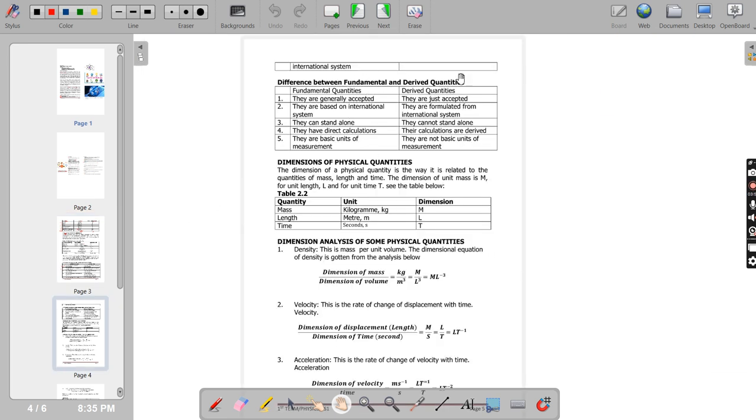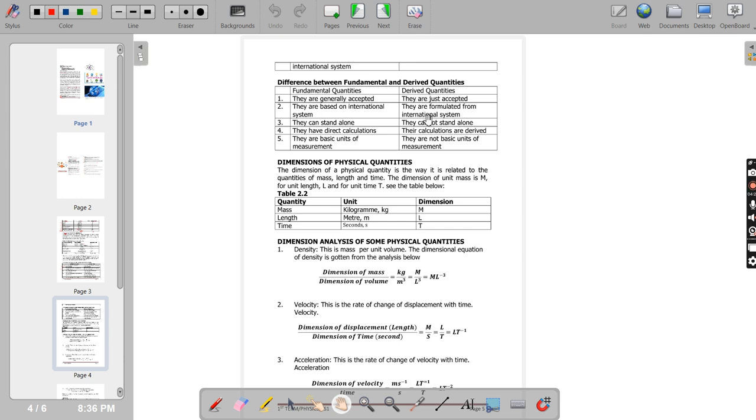Now, differences between fundamental and derived quantities. The differences we highlighted above are the differences between fundamental and derived units. Now we are highlighting the differences between fundamental and derived quantities. Fundamental quantities are generally accepted, similar to what we discussed about the units, while derived quantities are not generally accepted.